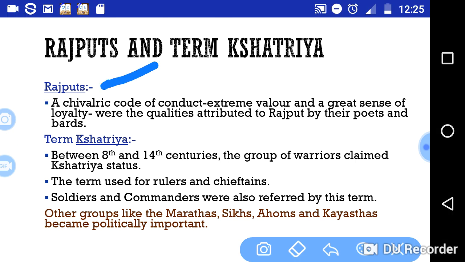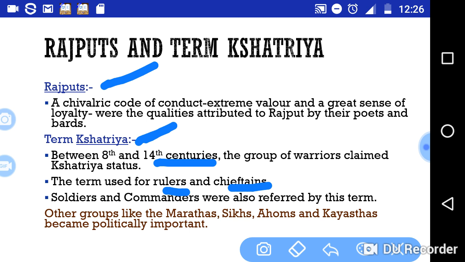And the term Kshatriya was a word which arrived during this period. Kshatriya was widely used during this period, that is from 8th century to the 14th century. And this word Kshatriya was used to refer to the group of warriors, and this term can also be used for addressing the rulers and chieftains, and many soldiers and commanders. These were referred to by using this term Kshatriya.